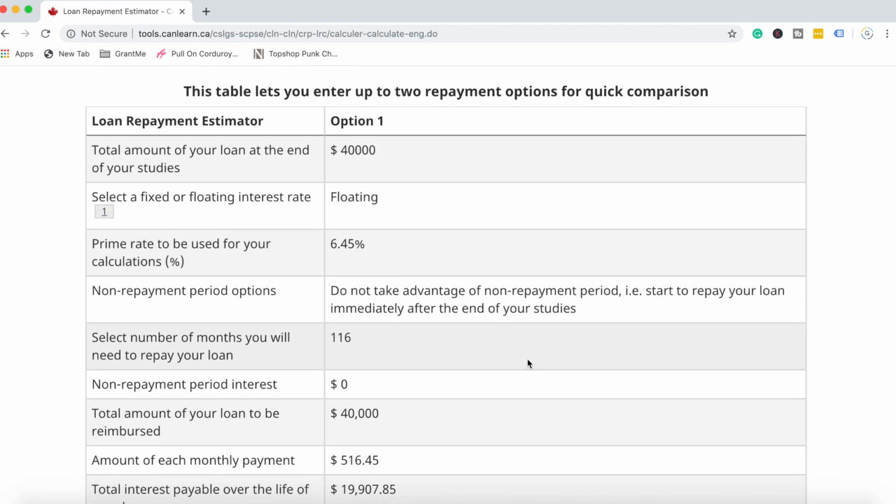Total amount of your loan to be reimbursed $40,000. Each of your monthly payments will be $516. Your total interest over the life of your loan will be $19,907.85. Basically, what you can think is that if you take out a loan for $20,000, you can expect to pay just under half of that amount in interest, which is ridiculous. You go to school because you can't afford it, and then all of a sudden you have to pay almost double.